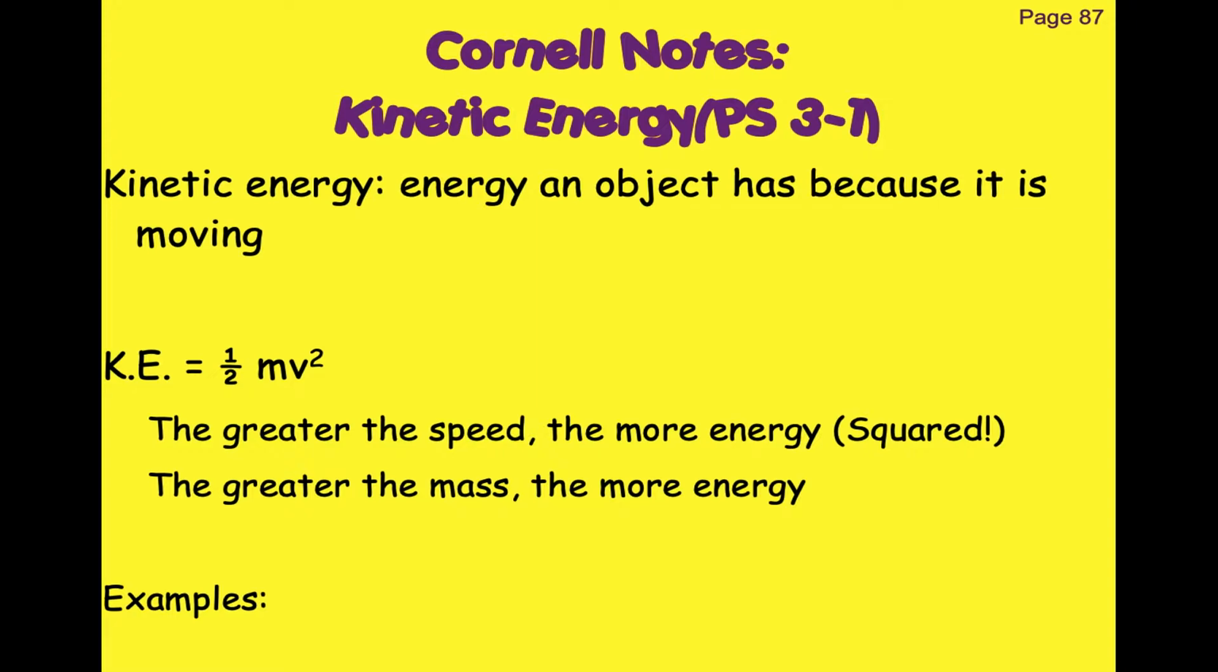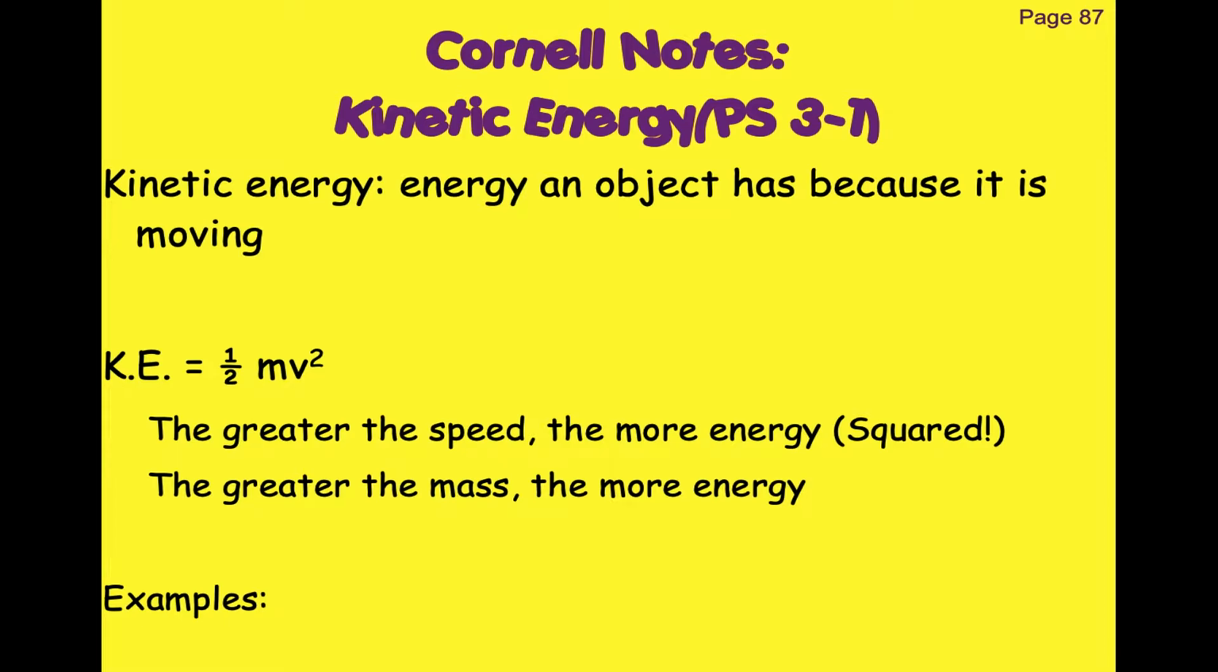Now the speed has an even bigger effect. The faster something is, the more energy it gets, squared. So just by doubling the speed, you get 4 times the amount of energy. So that's why something like a bullet will have a lot of kinetic energy, because even though the mass is small, the velocity is super high.